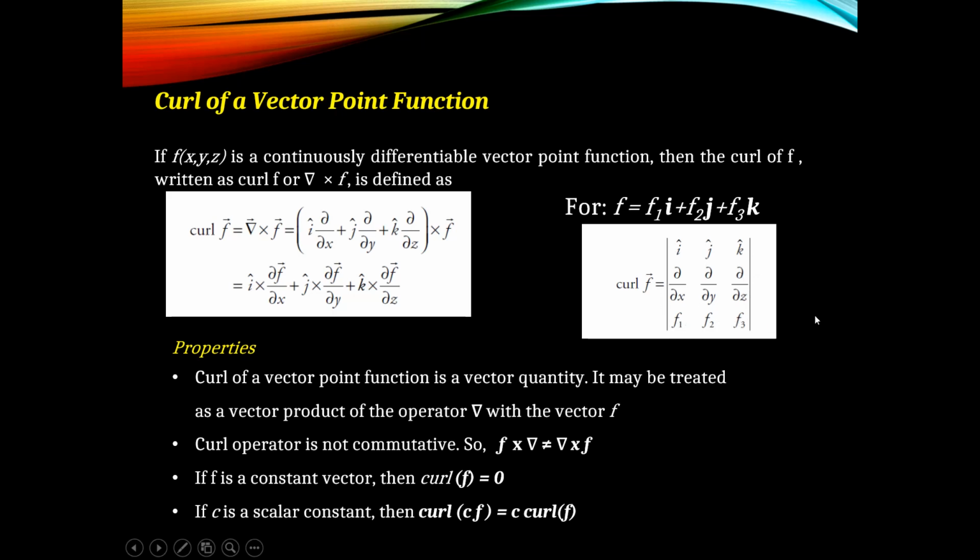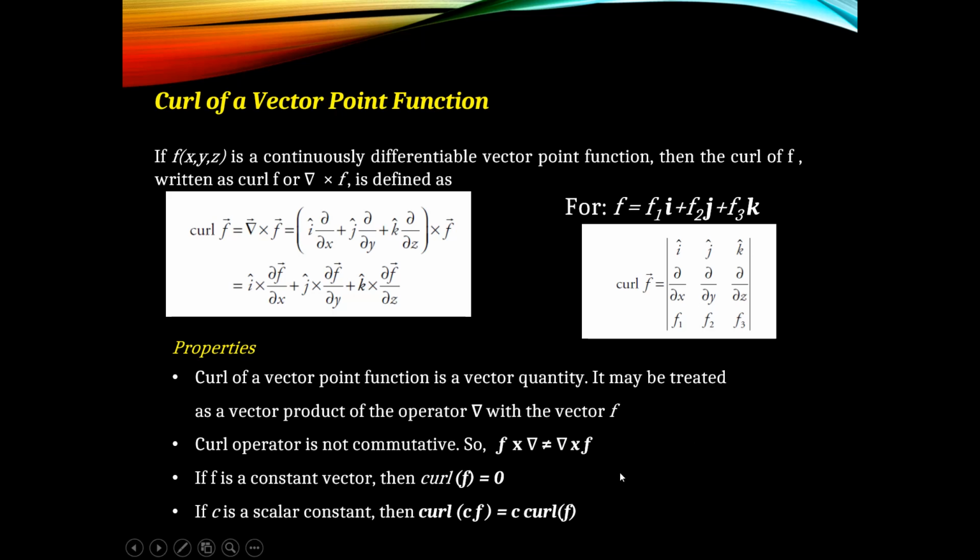Just take the determinant, you get the result. Now the resultant will always be a vector quantity. Resultant of a curl of a vector will always be a vector quantity. And once again, the curl operator is not commutative. So that means if you do del cross f, then it's not the same as f cross del.